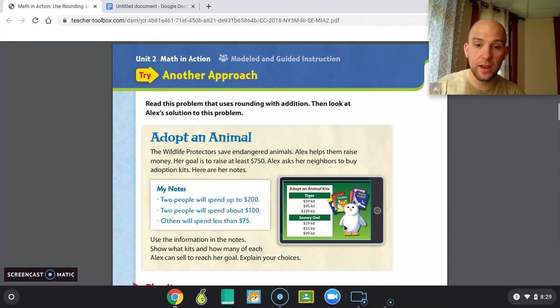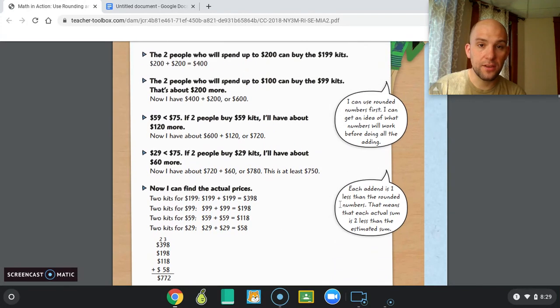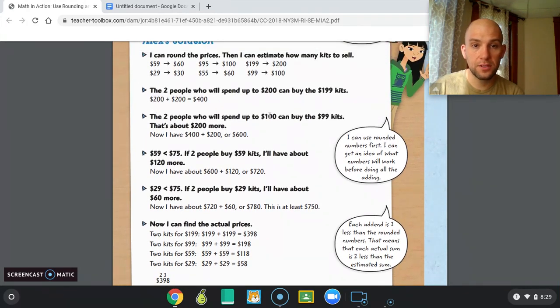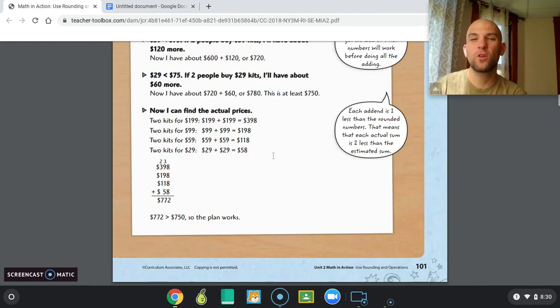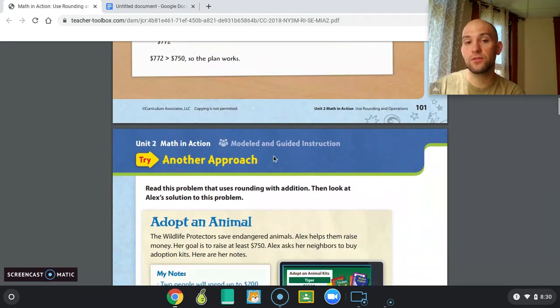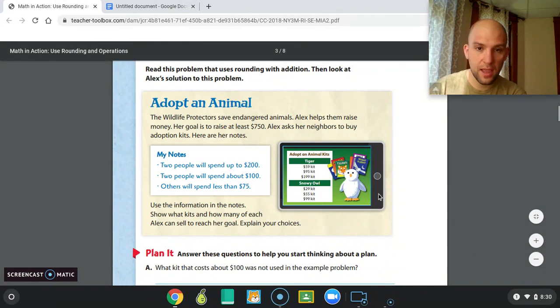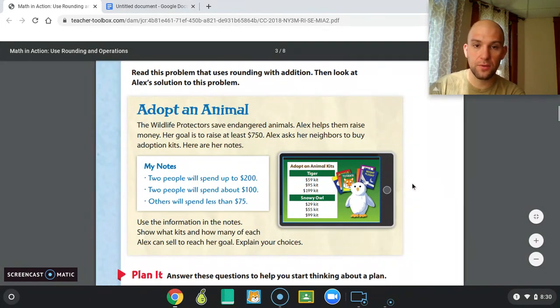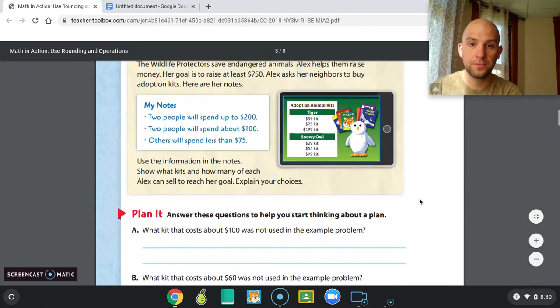So we have all of our kits right here. And then let's look at the ones they used. So for $100, they used the $99 kits. And for the $60, the ones that were about $60, they used the $59 kits. So the $99 kits and the $59 kits. What are two other kits that they could have used instead? One that would round to $100, and one that would round to $60. So take a look at those and see if you can figure that out.